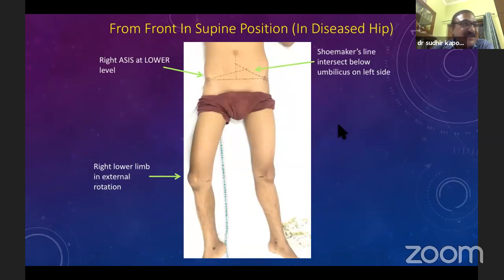Now this was the inspection in the standing position. From that we go to inspection in the supine position. Like in this patient, once the patient is lying down, please make note of the level of the anterior iliac spines on both the sides. In this patient, the right anterior iliac spine is at a lower level, the right lower limb in the external rotation.